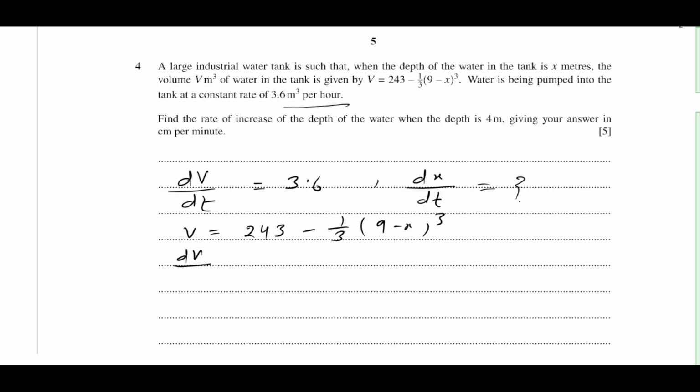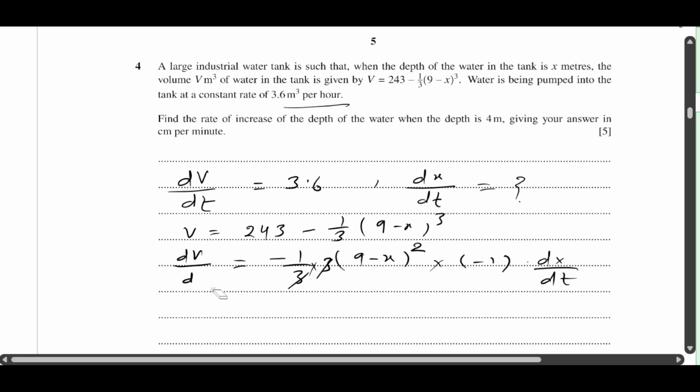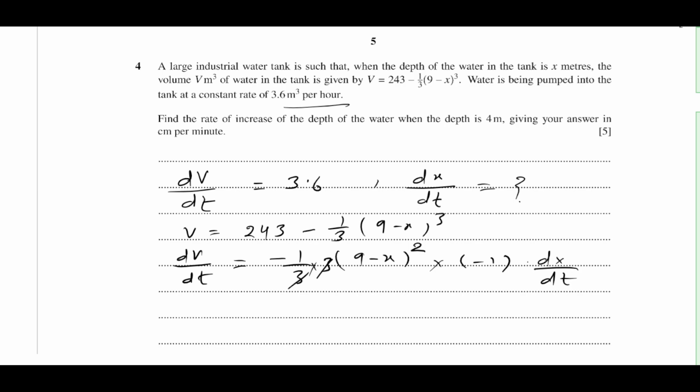So when we differentiate, dV divided by dx, this will become minus 1 by 3. The derivative of 243 is 0, minus 1 by 3. We differentiate (9 minus x) cube, so it will be (9 minus x) squared, and here it will be 3 into (9 minus x), we differentiate, we will get minus 1, into dx by dt. Okay, composite derivative, you all know how to solve. This 3 and 3 will cancel. Now we are differentiating with respect to time, so it is dV by dt. So dV by dt is given to me as 3.6.